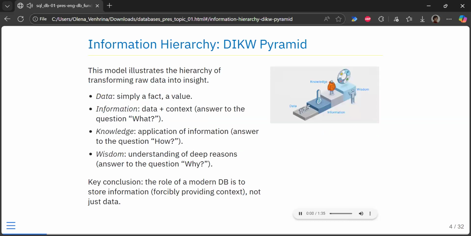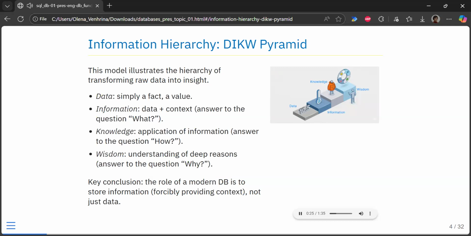This process we just discussed, the transition from raw facts to useful information, is the first step in the classic model known as the DIKW pyramid. You see its visualization on the screen. This is the information hierarchy. At the base lies data. This is our raw fact, 10.5. When we add context, answering the question, what is this? We rise to the level of information.